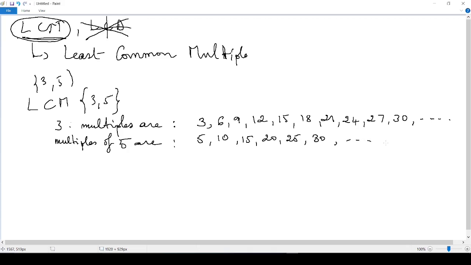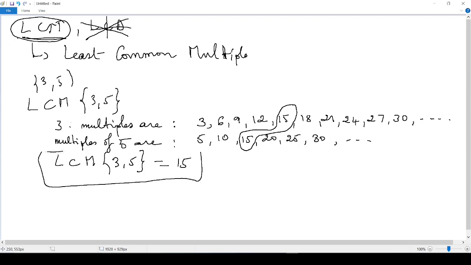So if you take a look at what we have here, which one is the least, the smallest multiple that goes in both ways? And I find 15. And we just write LCM of the set 3, 5 is equal to 15, and that will be our answer.